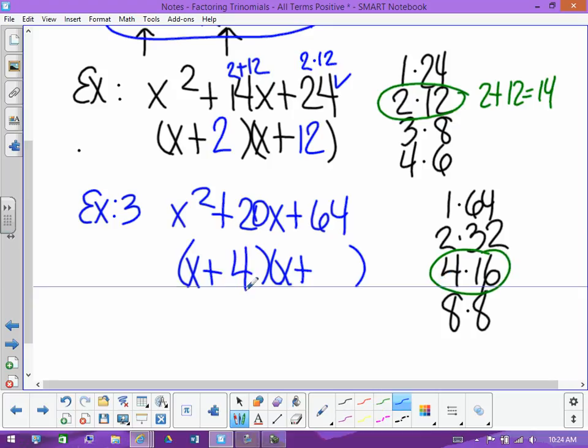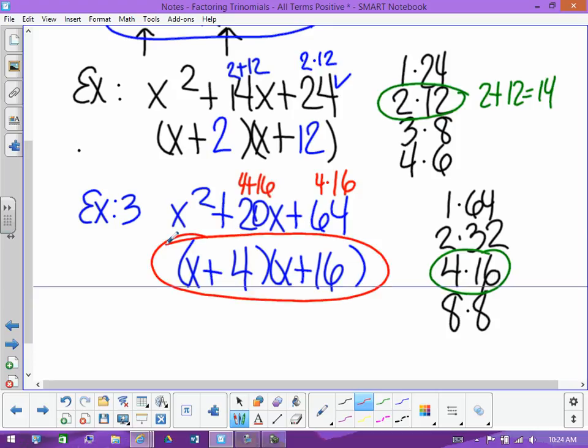So, if I list 4 and 16 here, I can check it. Yes, 4 times 16 is 64. 4 plus 16 is 20. And so that's it. Now, when we go to do the negative, we're going to do the same thing. We just are going to have more choices over here, okay, as far as our answers. Okay, so we'll come back to that.